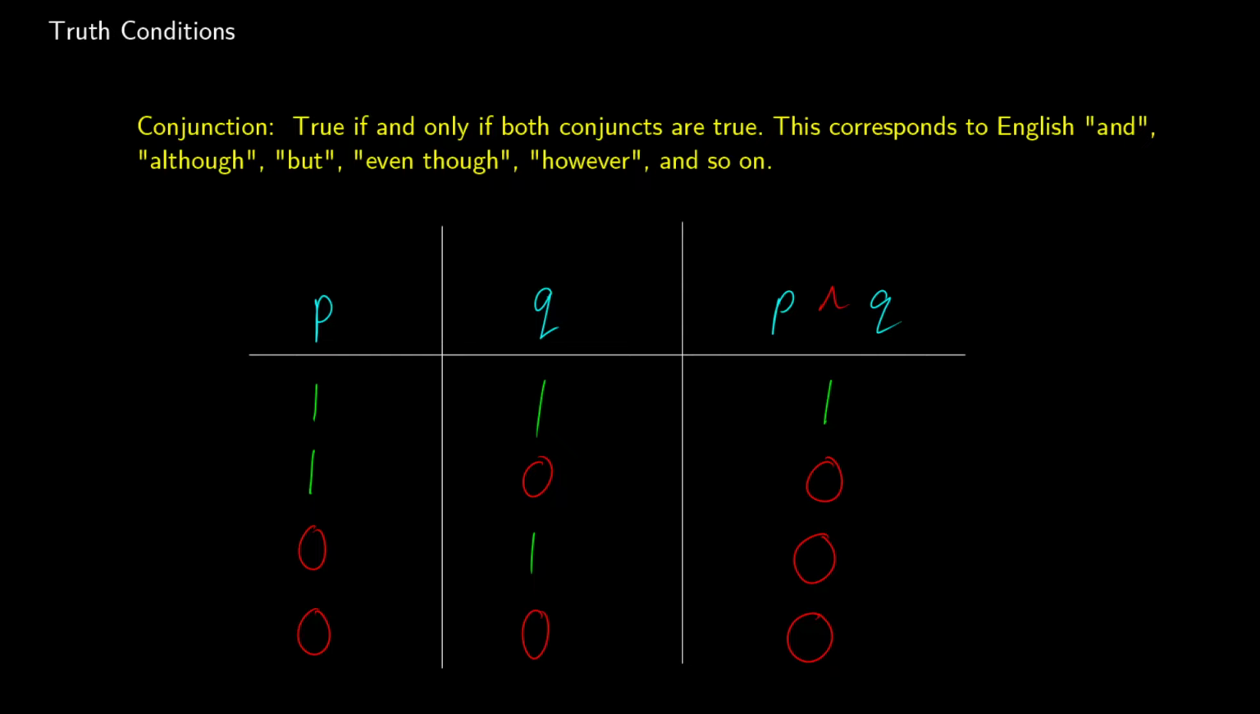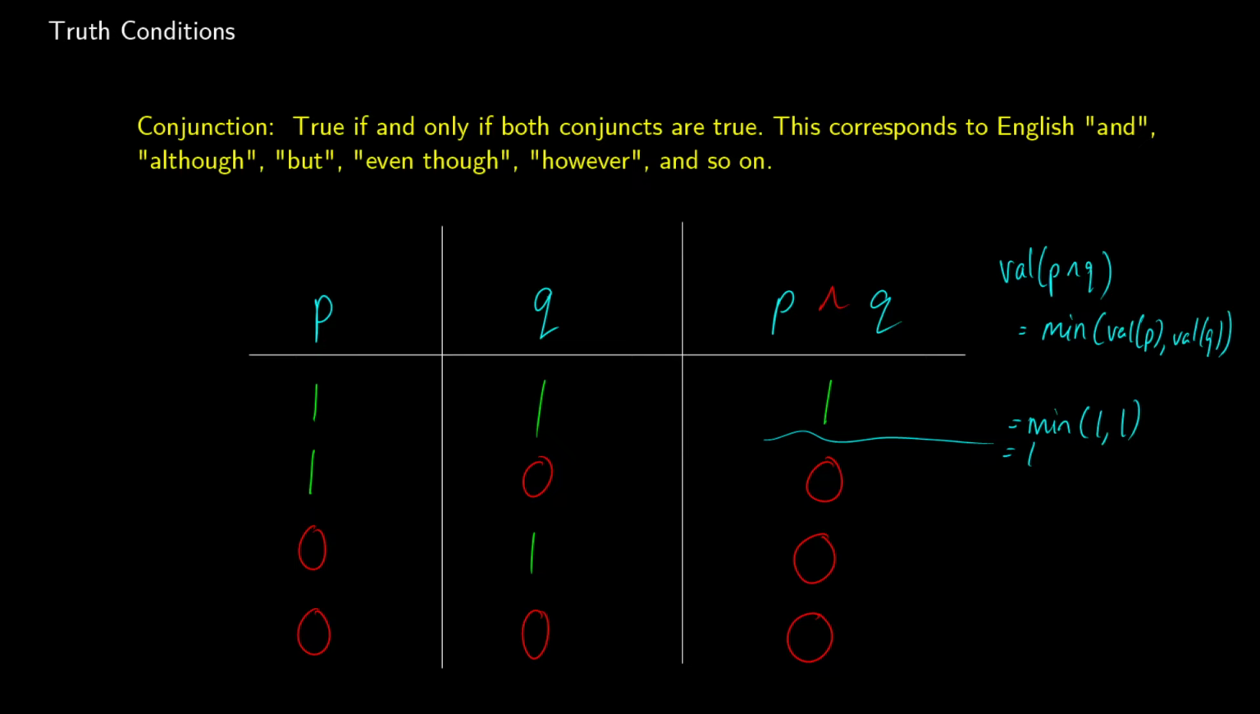So P and Q is true only when they're both true. And to figure this out mathematically, what you can do to find the value of P and Q is you just take the minimum of P and Q. So in the first row, for example, we take the minimum of P and Q, which is 1 and 1. The lowest number is 1.